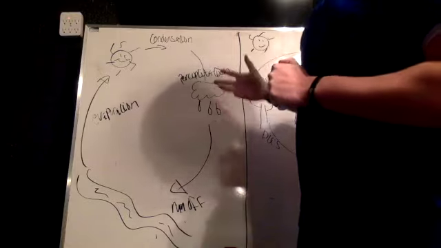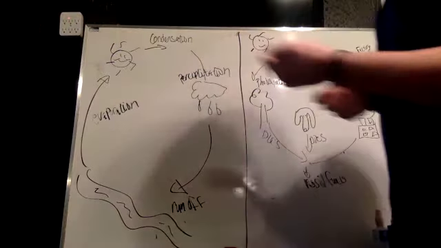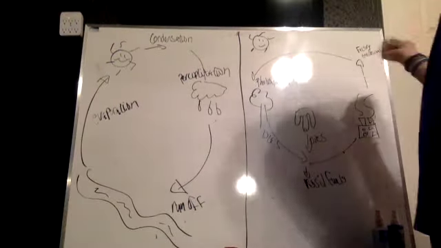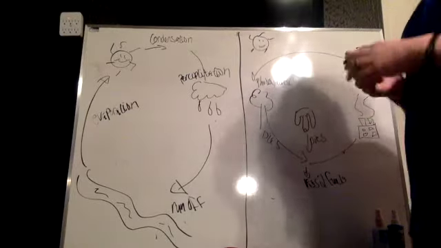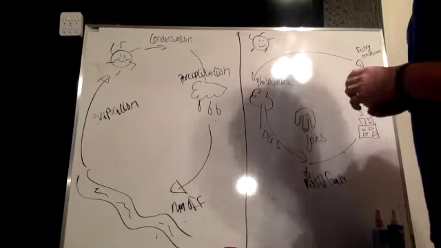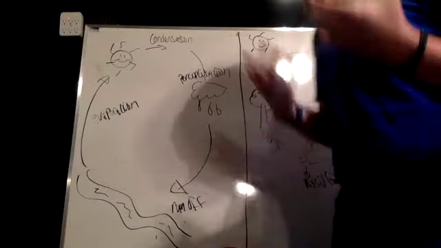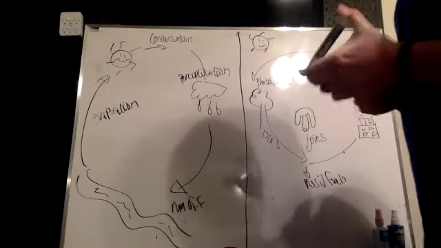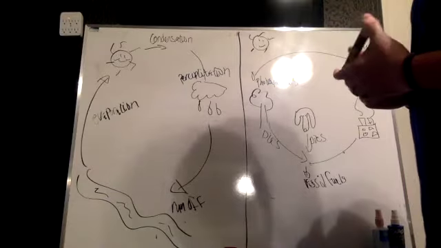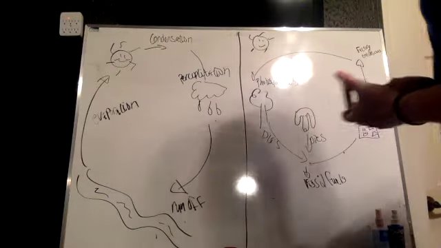okay? This cloud will then precipitate. Now, if you've seen rain or snow, that's an example of precipitation, okay? And then it rains, and then it runs off back into the water or the ocean. And this is the water cycle. It's very straightforward. It's very easy to understand, okay?